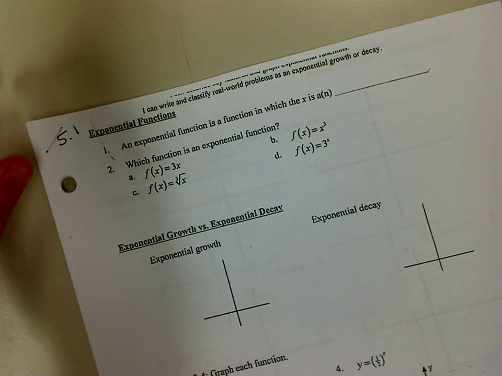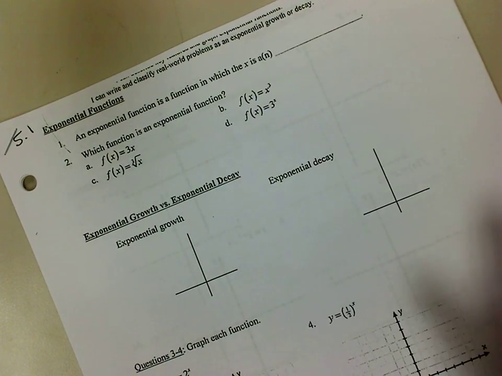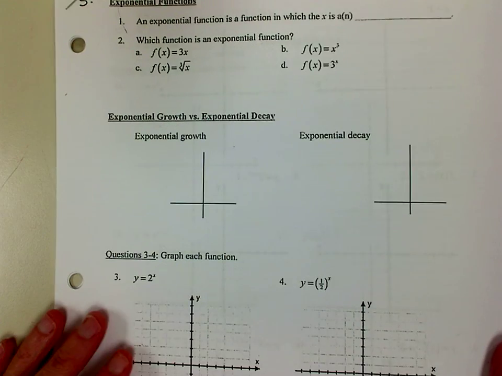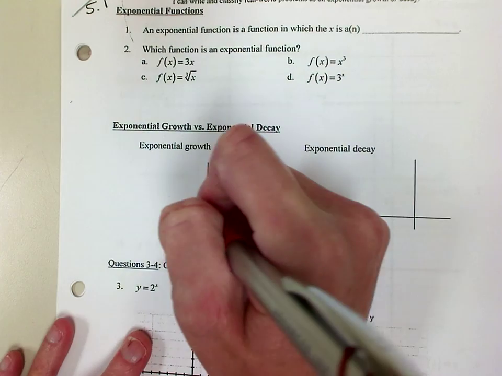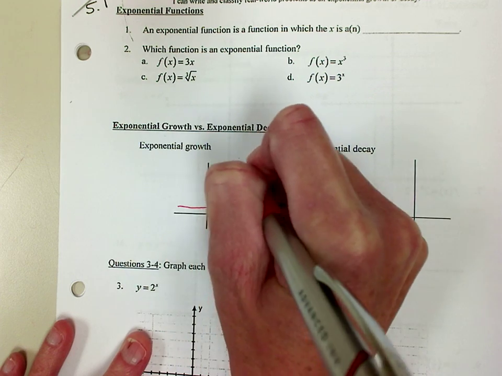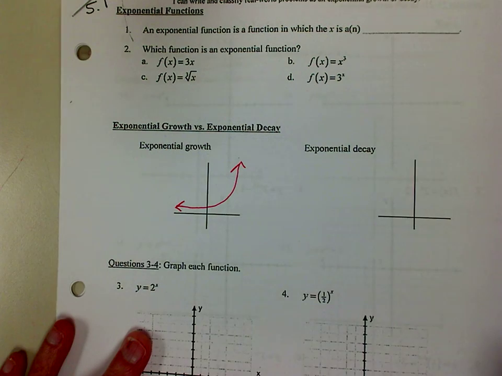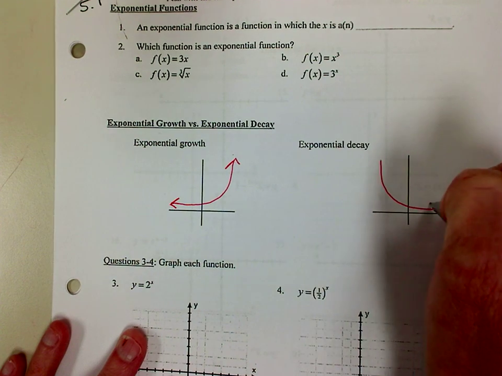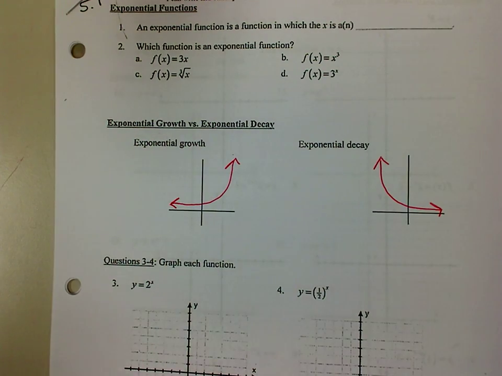Okay, today we're going to talk about exponential functions and we're going to graph, and they're either going to be exponential growth or exponential decay. So this will be exponential growth because from left to right it's increasing or growing. This will be exponential decay because from left to right it is decreasing.